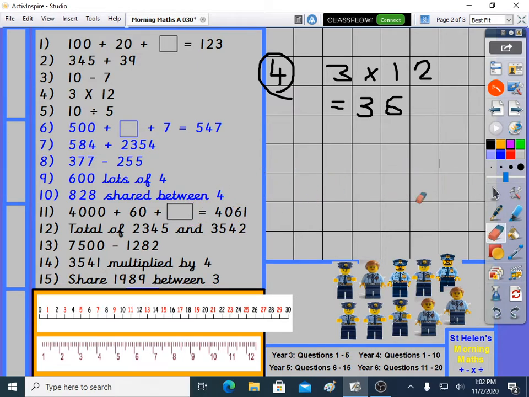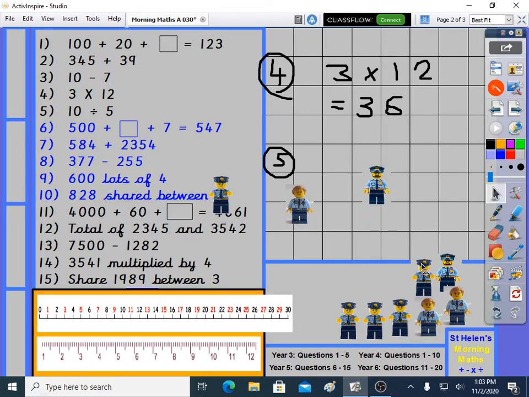We're getting fast now. And question 5 is sharing out the Lego figures because it's 10 divided by 5. So there is 10 of these. 1, 2, 3, 4, 5, 6, 7, 8, 9, 10. It won't work if there's not. 10, we're going to share them between 5, so into 5 groups. 1, 2, 3, 4, 5. That's where I put my 5 groups.